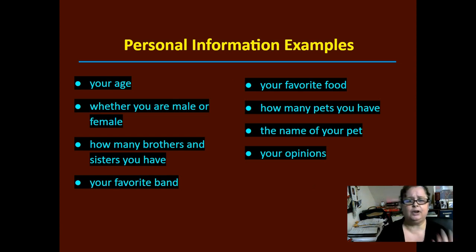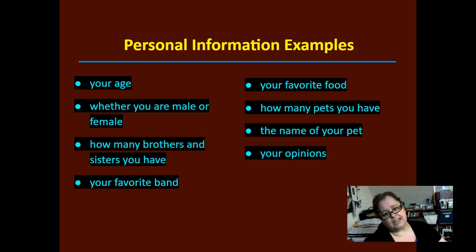Some examples is your age, okay? It's okay to say you're 14 or 16 or 49. But don't lie about your age. Don't say you're 25 when you're only 15, okay? You could decide whether you're sharing whether you're male or female or otherwise, how many brothers and sisters you have, your favorite bands. You know, guys, I talk about Pearl Jam all the time.